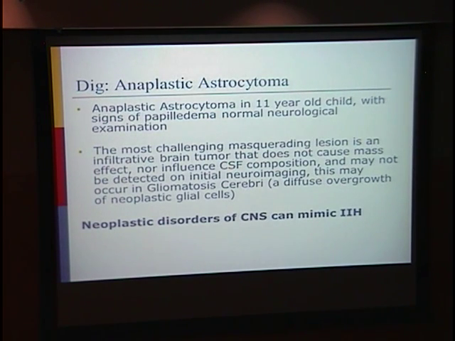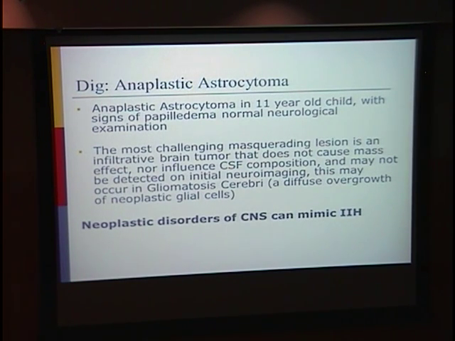Unfortunately, the diagnosis turned out to be gliomatosis cerebri. This is an anaplastic kind of astrocytoma in a very young, previously healthy child with signs only of papilledema, a normal neurological examination, and a normal CT. We checked again, and the CT that we did previously was normal.